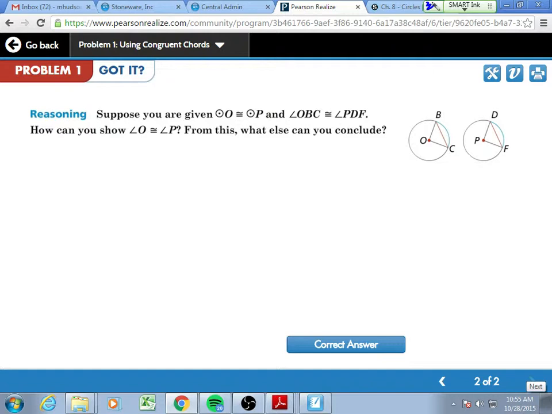So one notation that I'm seeing a lot of us do is just notate that the radii must all be congruent.